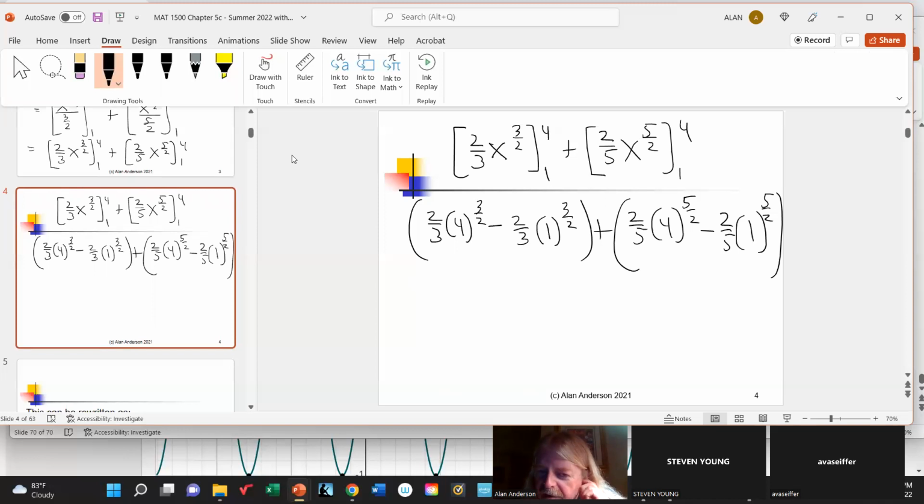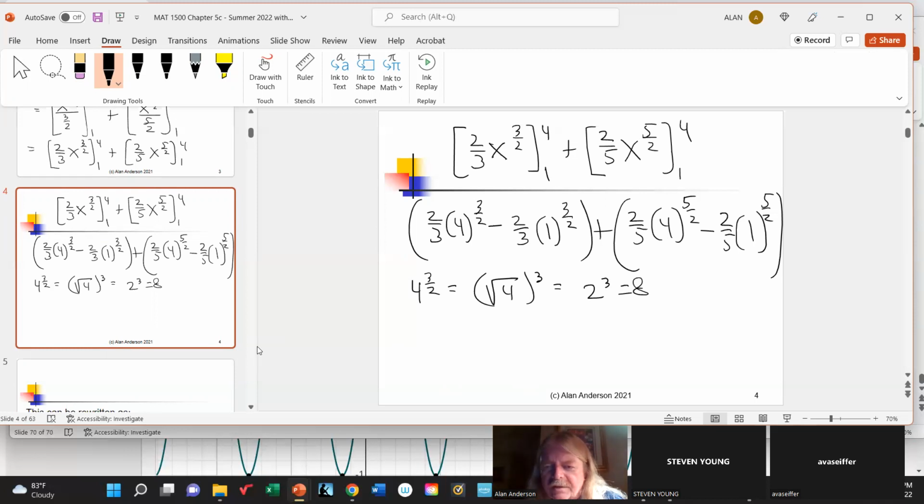Well, now, luckily, in each case, 1 raised to any power is just 1, so that's easy. But what about 4 raised to the 3/2 power? Just a quick reminder what that means. What you're actually doing here is taking the square root of 4 and then raising that to the third power. So you've actually got 2 cubed, which is 8.